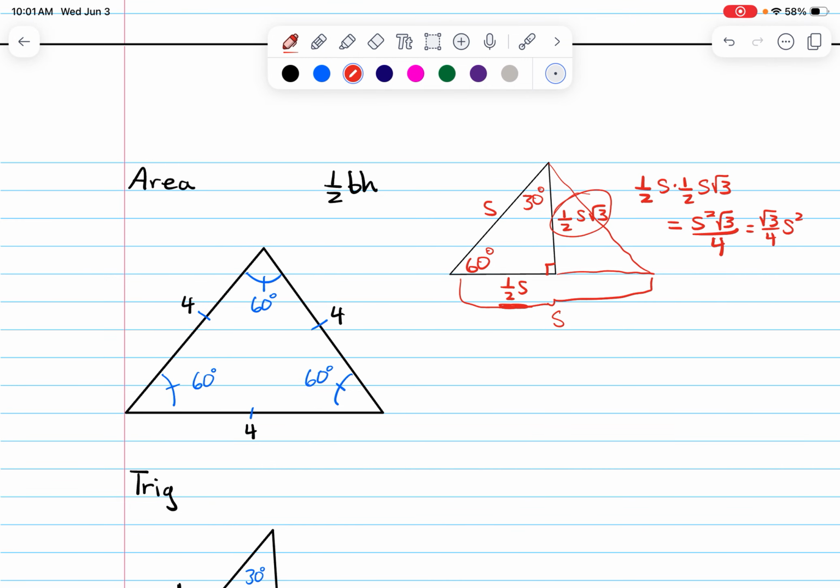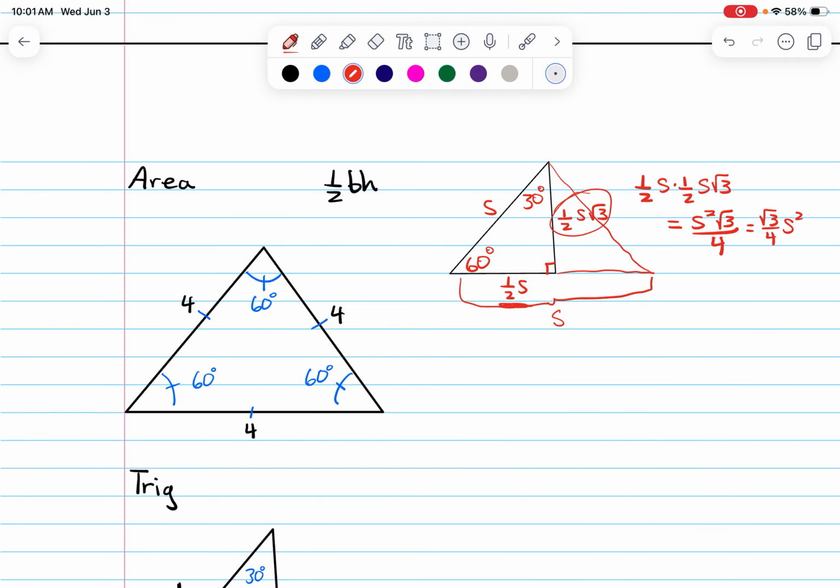That's the formula for the area of a circle. Not a circle, what am I thinking? The area of an equilateral triangle. If you know the side, square it and multiply by the square root of 3 over 4.